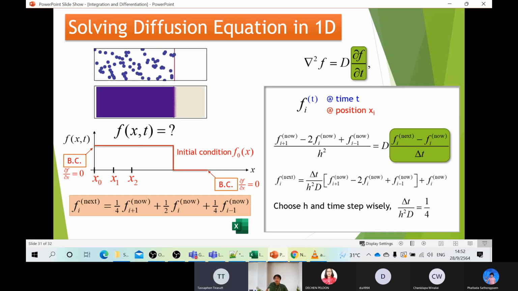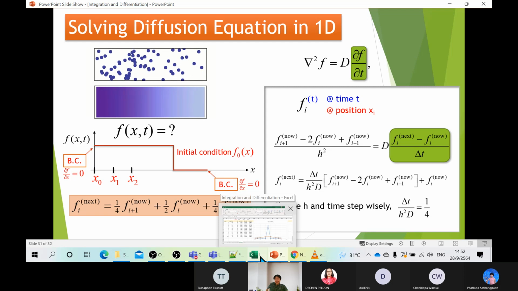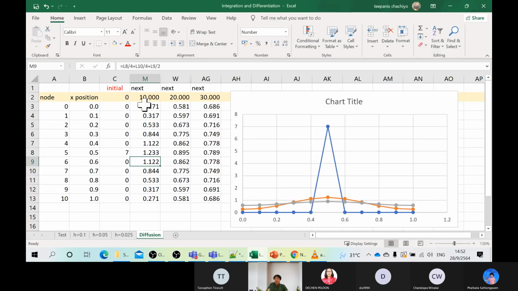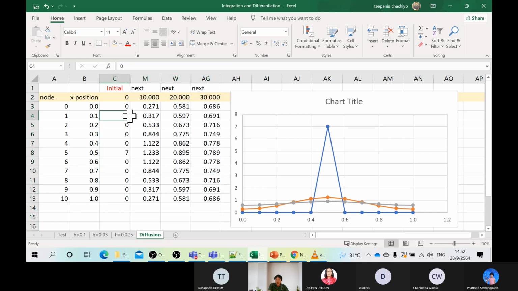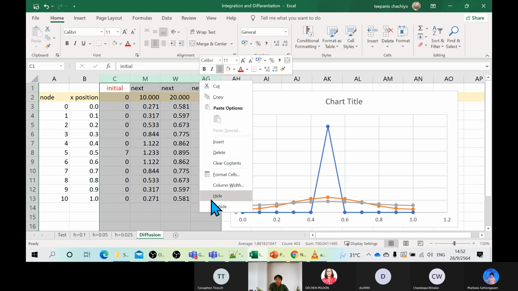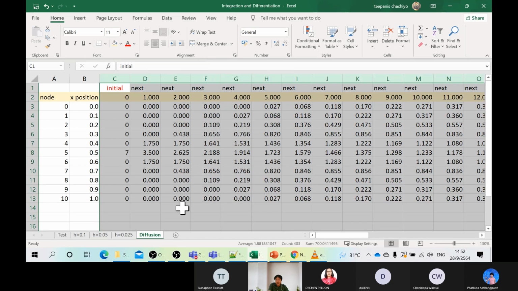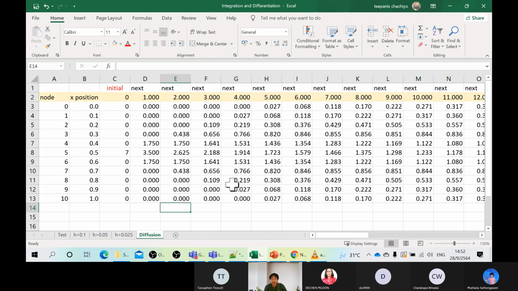So the question is that when I say that the slope is 0 for the boundary condition, why do I use the value of the previous time step as opposed to the current or the next time step? If I unhide all of these and then change the formula.